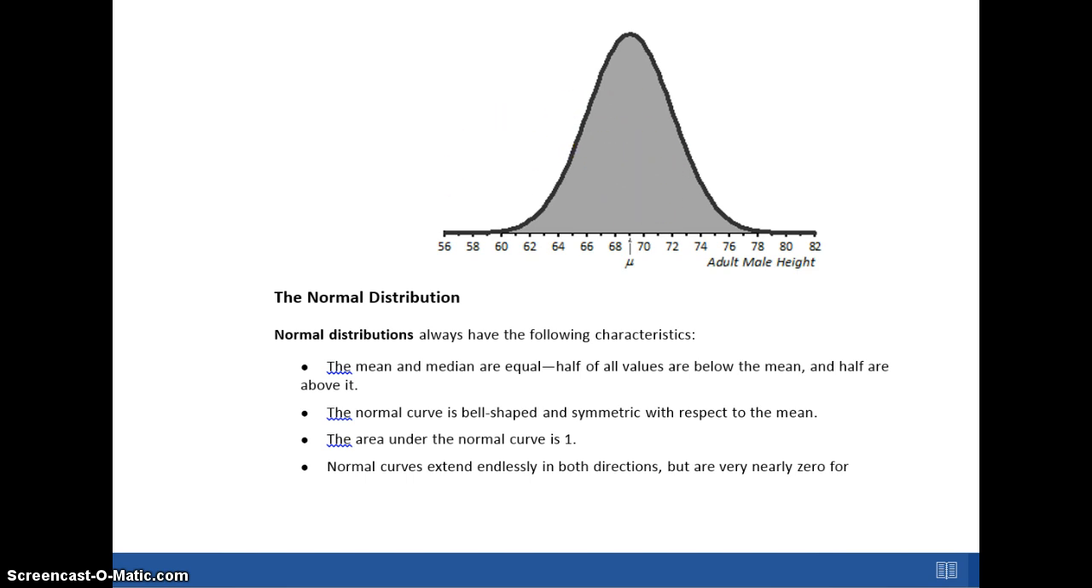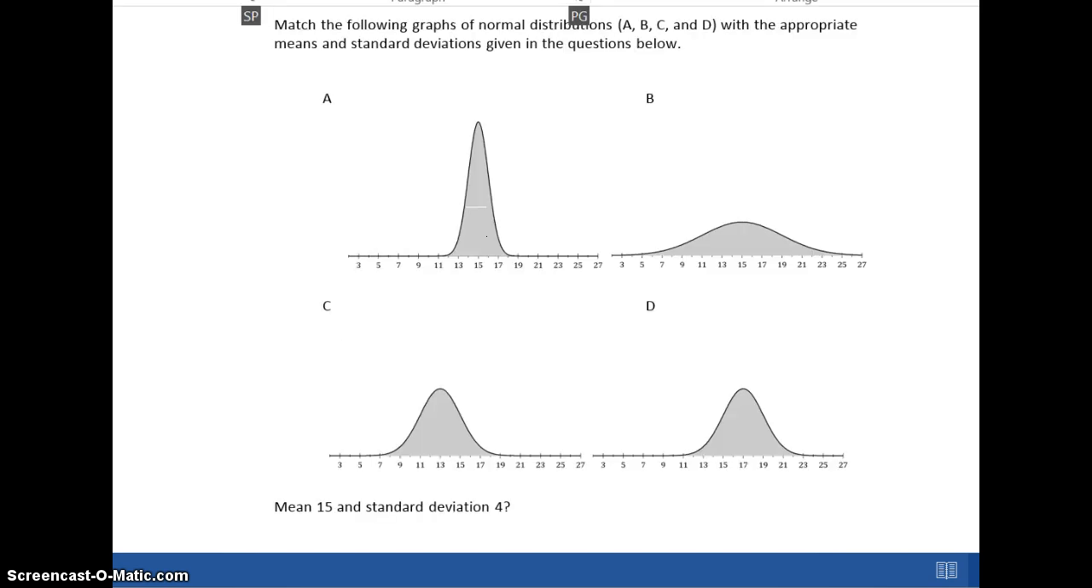Remember, area represents probability. What is the sum of all probabilities? 1. And finally, normal curves extend endlessly in both directions. Now, they never actually touch the x-axis. Okay, so the probability is never exactly 0, but it certainly looks like it from the curve. But they're very, very close to the x-axis. All right, next, we're going to try to get a feel for how to look at normal distributions.